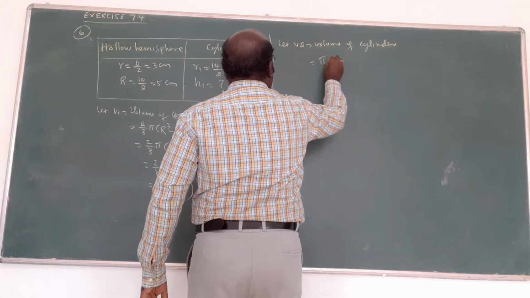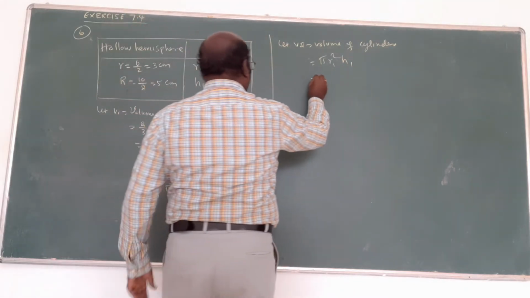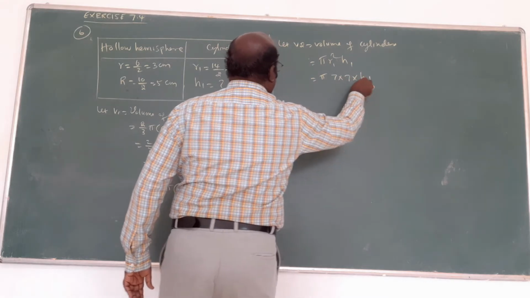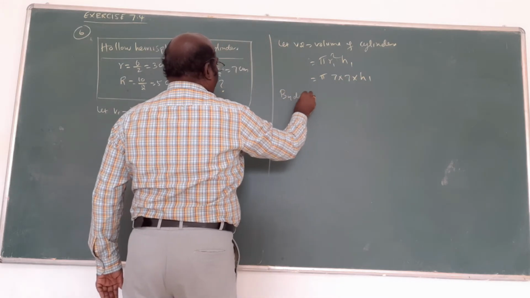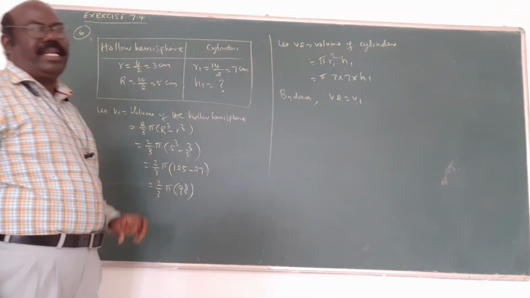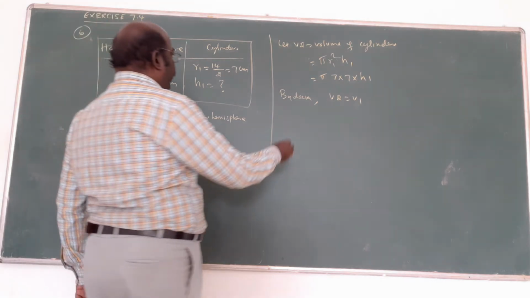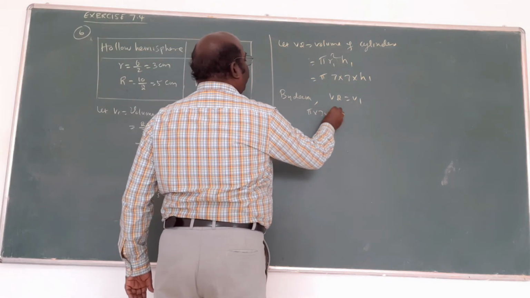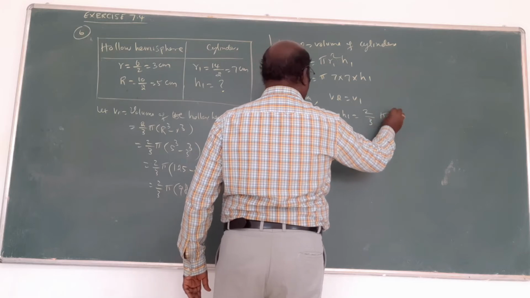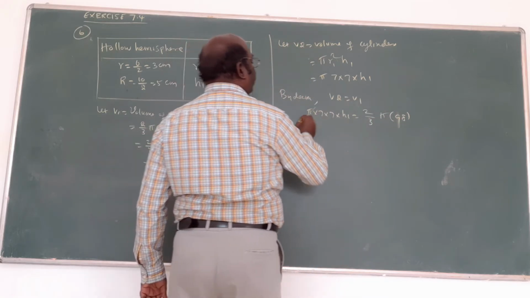That's why only cylinder, not hollow cylinder. What is the formula? Pi r square, this is the formula. So here, pi r square is 7 into 7, the h1. Now h1 is asked. That's why V2 equal to V1, already told you, any one of the quantity asking, both the volumes are equal. Now substitute here: 5 into 7 into 7 into h1 equal to 2 by 3 into 5 into 98. Okay? 5 by 5 cancel.